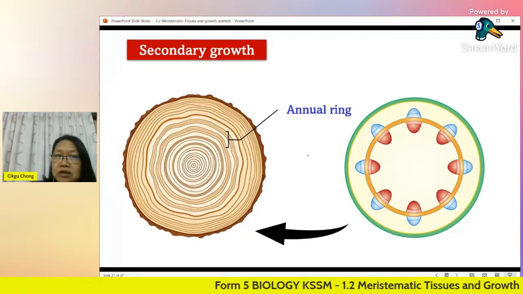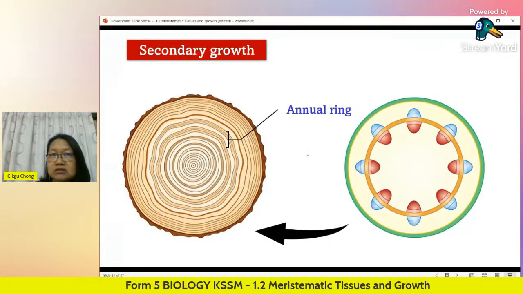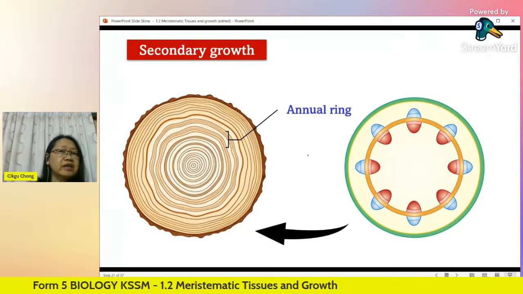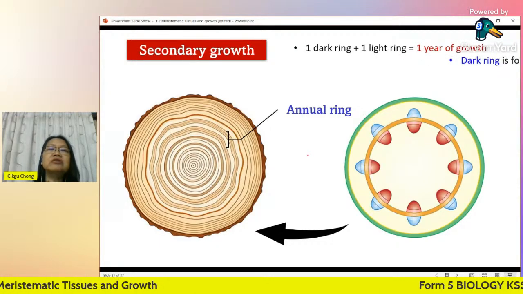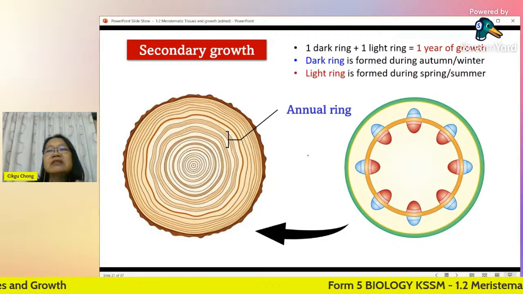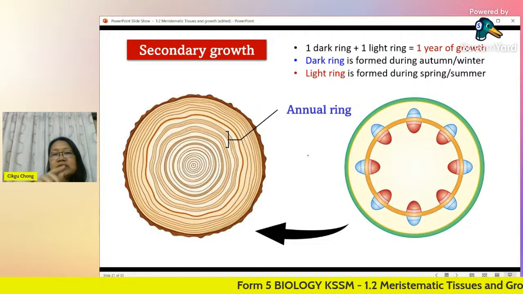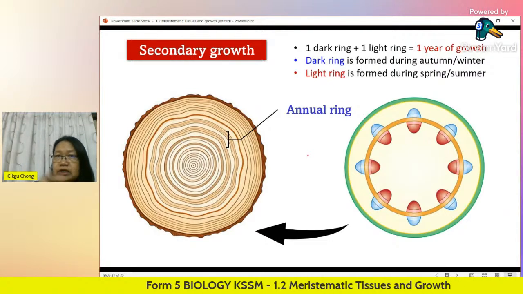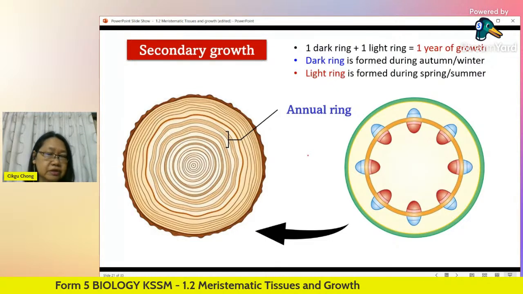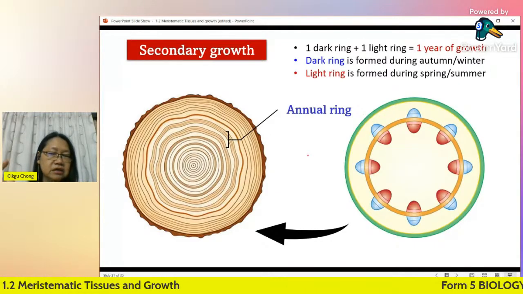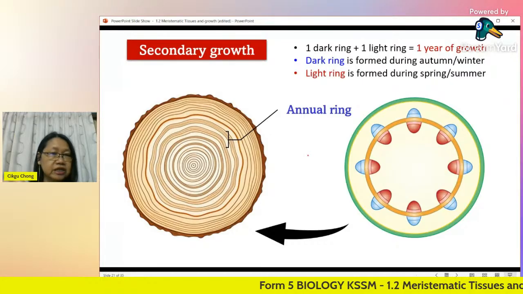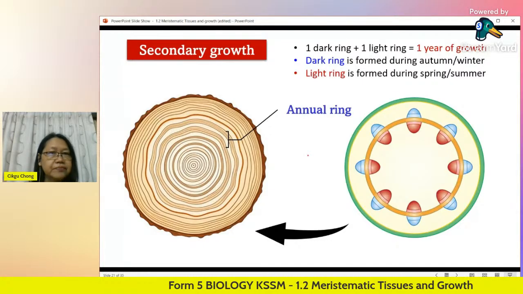During spring and summer, the growth rate increases. Growth rate is higher because there's sunshine, there's water, right? So therefore, you have a lighter ring. So you see the light ring in your annual ring is actually formed during spring or summer, where the growth is at a higher rate. And then the new xylem, the cell wall is thinner.